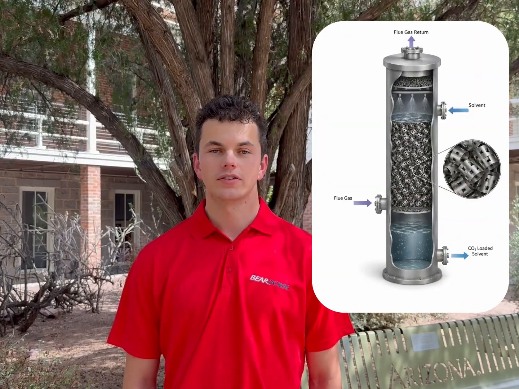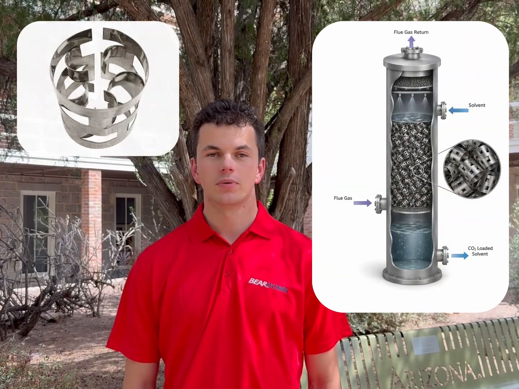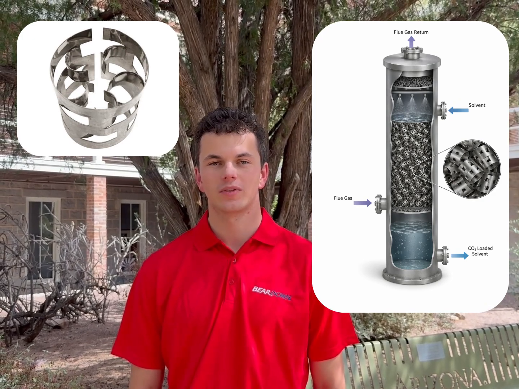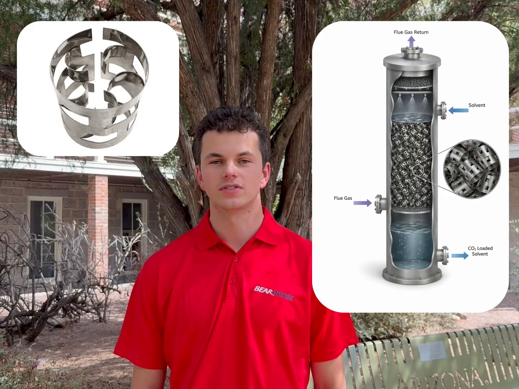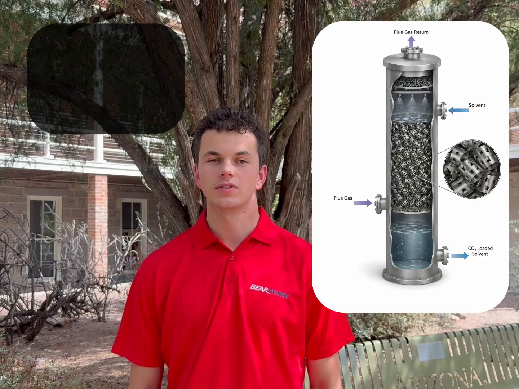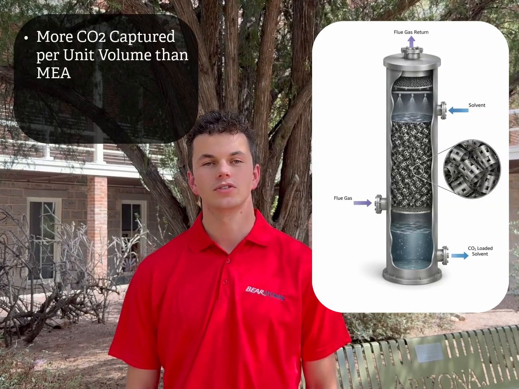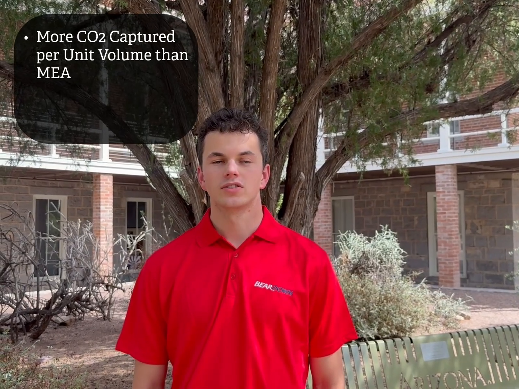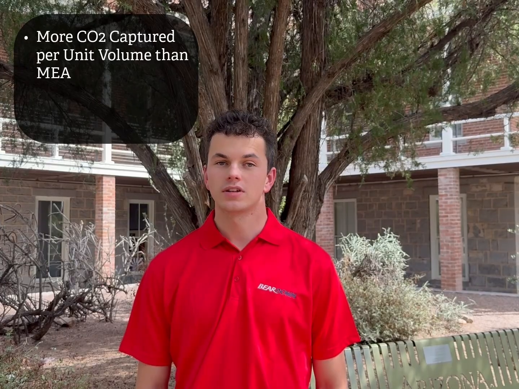To begin absorption, the solvent enters the top of a packed absorber column, while the flue gas enters through the bottom. The column uses Pall rings as packing, which are designed to maximize contact between the gas and liquid phases, increasing the efficiency of CO2 absorption. The combination of a high-performing solvent and efficient packing allows us to capture more CO2 with less solvent and less energy input. Another advantage of the ionic liquid is its stability.